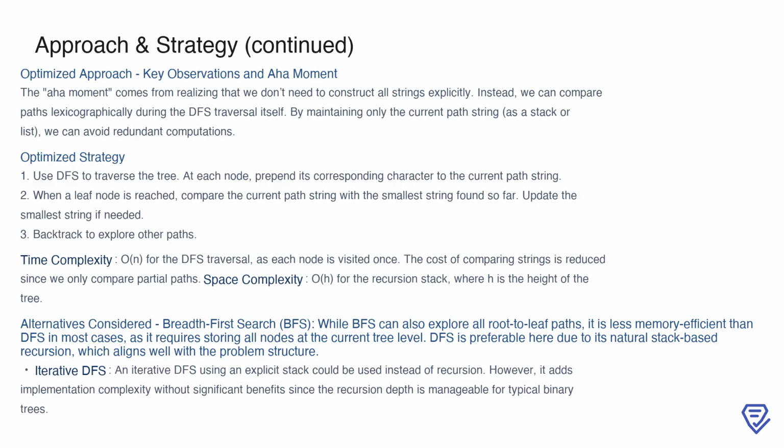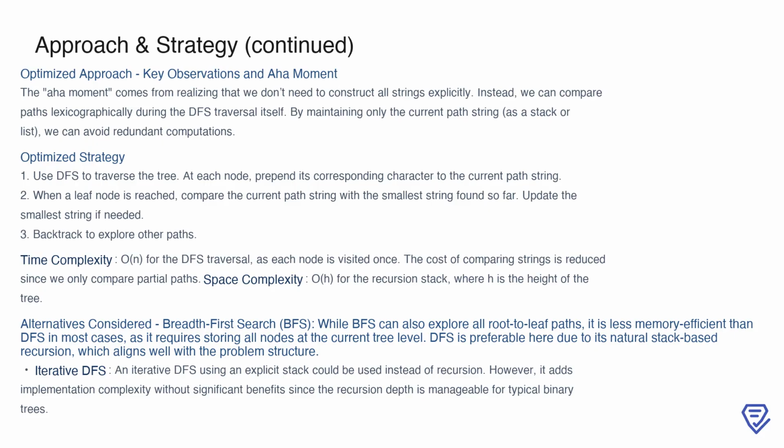Now, the optimized approach builds on key observations that help us avoid the inefficiencies of the brute force method. The main insight is that we don't need to construct and store all strings explicitly. Instead, we can compare paths lexicographically during the DFS traversal itself. By maintaining the current path string as a stack or list and updating it dynamically as we traverse, we eliminate redundant computations. The optimized strategy involves three main steps.